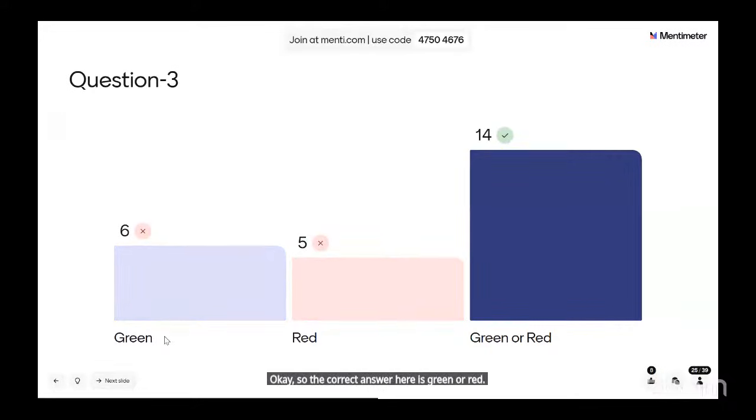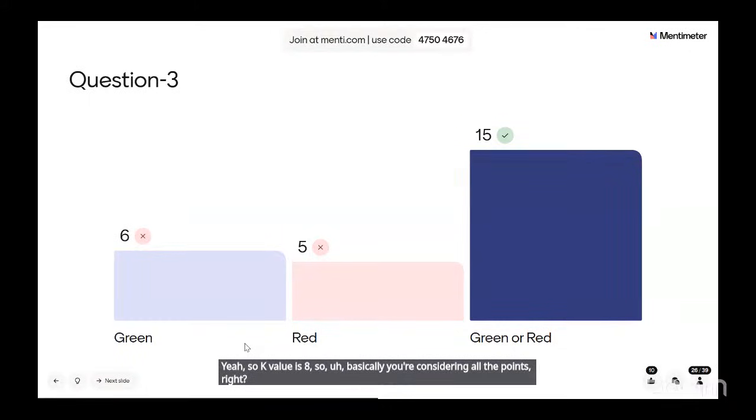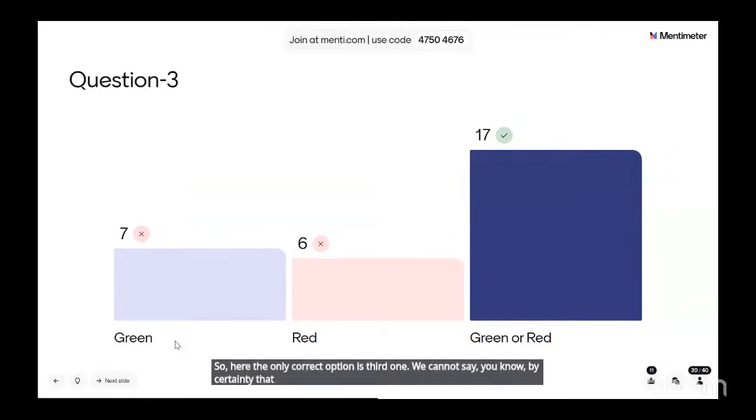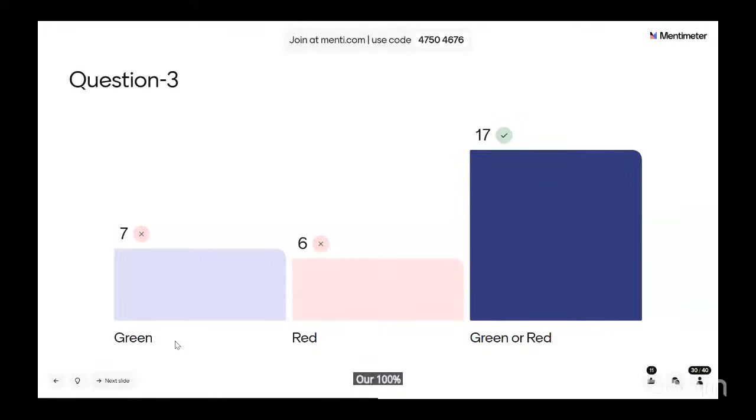For everyone marking green and red separately, is there any reasoning to it? Ma'am, it can lie in any of those 2 points as we take k value as 8. Yeah, so k value is 8. So basically you're considering all the points, right? And in your entire set, there are 4 red and 4 greens. So there is no clear majority, and that is why it can either be green or red. So here the only correct option is the third one. We cannot say with certainty that it is 100% going to be green or 100% going to be red. So the first two options are not correct.